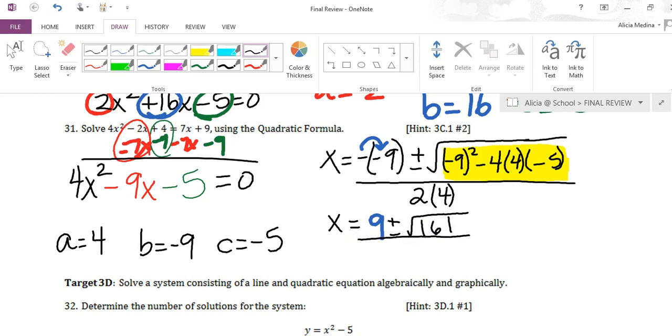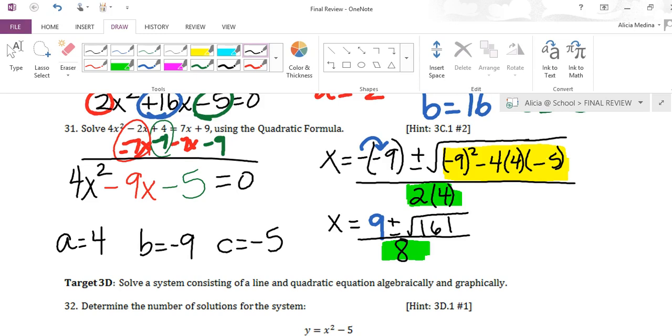Also, don't forget whatever is in our denominator. So 2 times 4 is 8. Don't forget to write that 8, because a lot of people will forget to write that. One thing to remember is to take out any perfect squares, but that 161 is positive, and there is no square root of 161, so we're going to leave our answer like that.